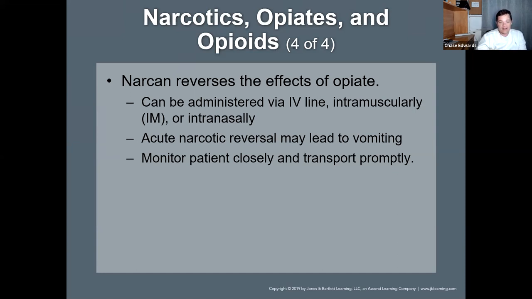So in any result of this, you're going to monitor that patient closely and provide prompt transport to the closest appropriate facility. Now, when you're completing your patient care report, your PCR, be sure to document whether ingestion was intentional or accidental, how much was taken, and when it was taken. Document whether the patient has vomited since ingestion of whatever drug was taken. Take any pills or bottles to the hospital with the patient.